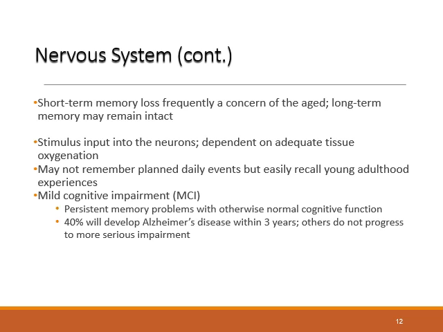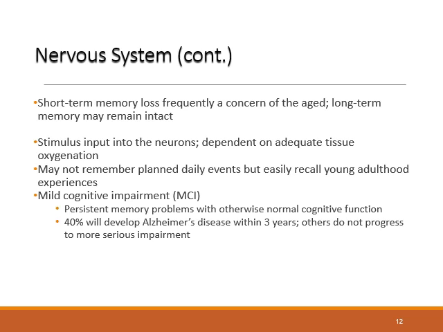Stimulus input into the neurons is dependent on adequate tissue oxygenation. So anything that stops the oxygenation, whether it be an accident or respiratory or cardiac, will decrease the oxygen into the neurons, which will then decrease the nervous system capability. You may not remember planned daily activities, but easily recall young adulthood experiences.